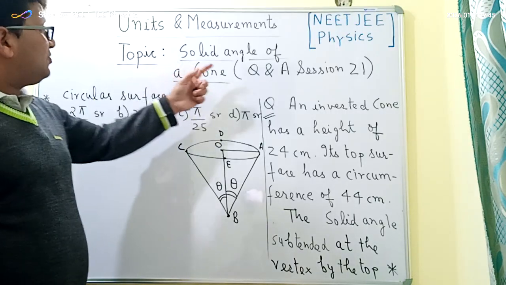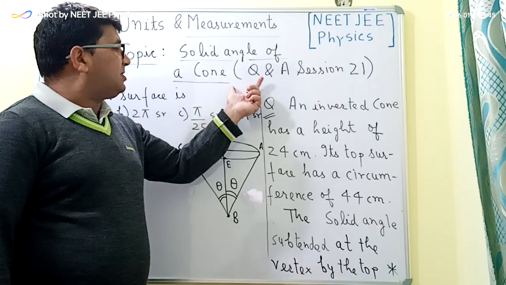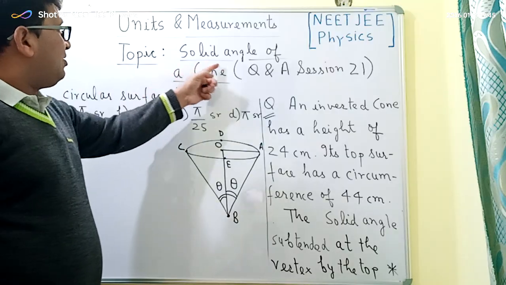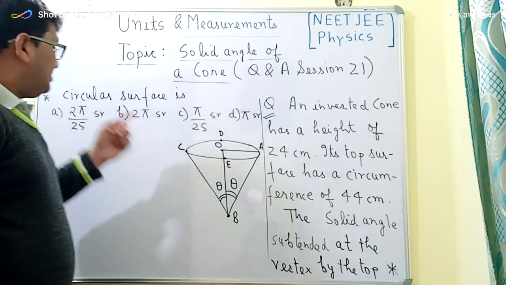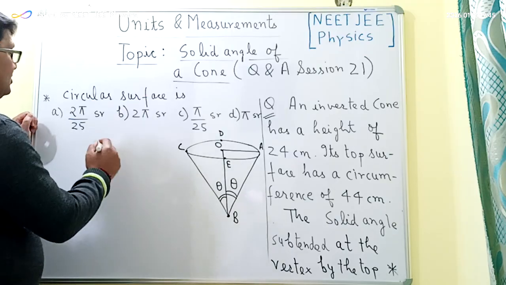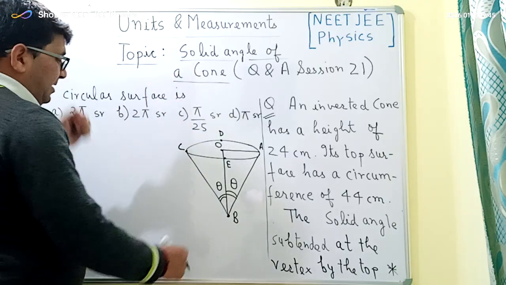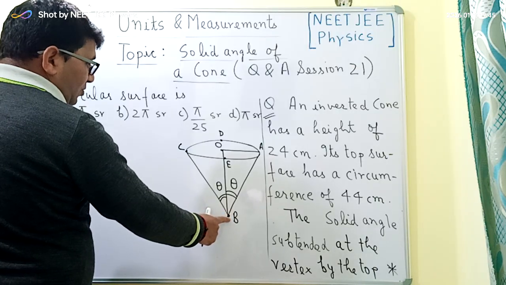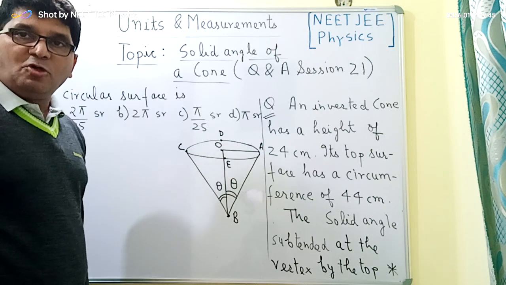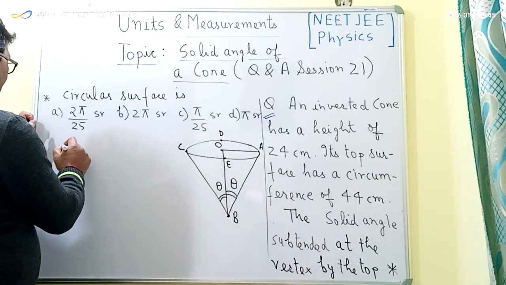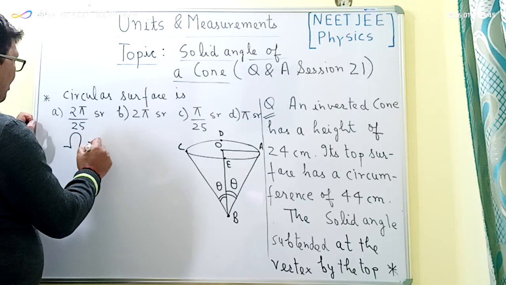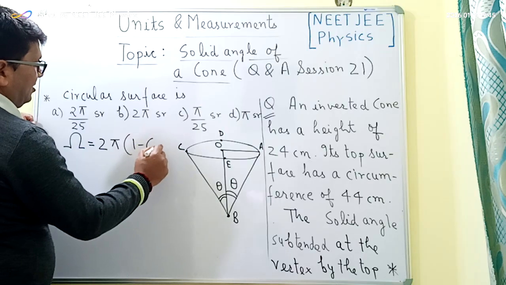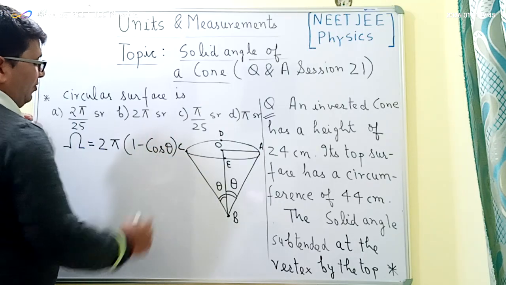The topic is the calculation of solid angle of a cone, and this session is a continuation of session number 18, in which we studied the solid angle of a few common objects. In that session we learned that the solid angle subtended at the vertex of a cone by its top circular surface is given by the formula 2 pi (1 minus cos theta). Here theta is half of the vertex angle.